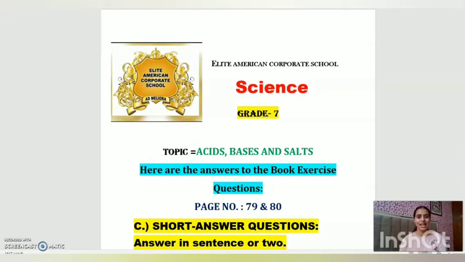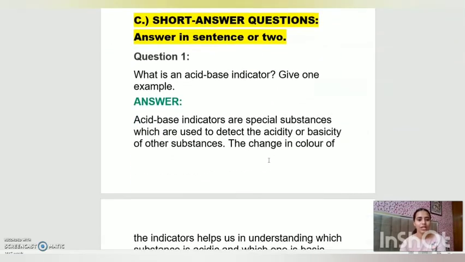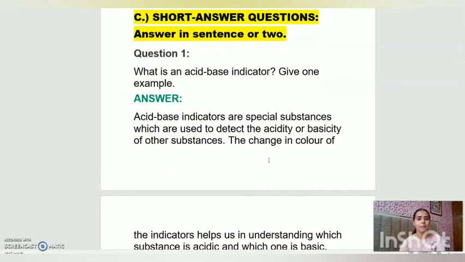So yes students, I hope each one of you has opened page number 79 of your science book. Today we will complete our page number 79 and 78, that is, we will complete part C and part D, right? That is the short answer questions and our long answer questions. So let's read question number 1 of our short questions. Question 1 is, students, what is an acid base indicator? Now you have to tell what an acid base indicator is and you have to give an example.